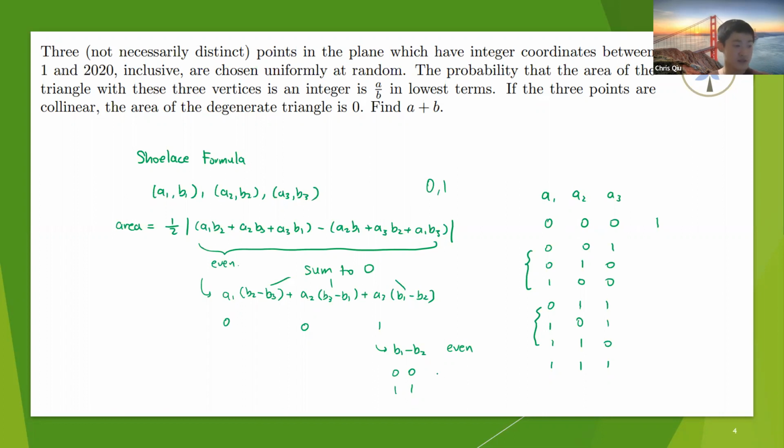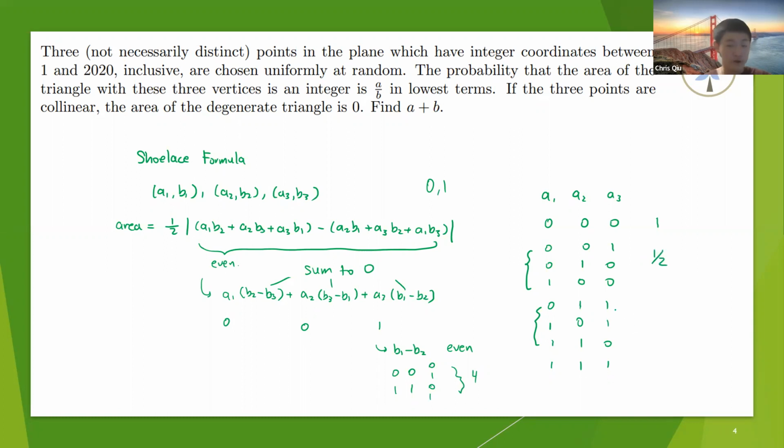And in each of these cases, there's exactly 2 ways to choose b3. So this will give us a total of 4 ways to choose b1, b2, and b3. And since there are totally 8 ways to choose b1, b2, and b3 just randomly, and 4 of those ways give us an even product, the probability of getting an even product given these 3 values of a1, a2, and a3 is 1/2.